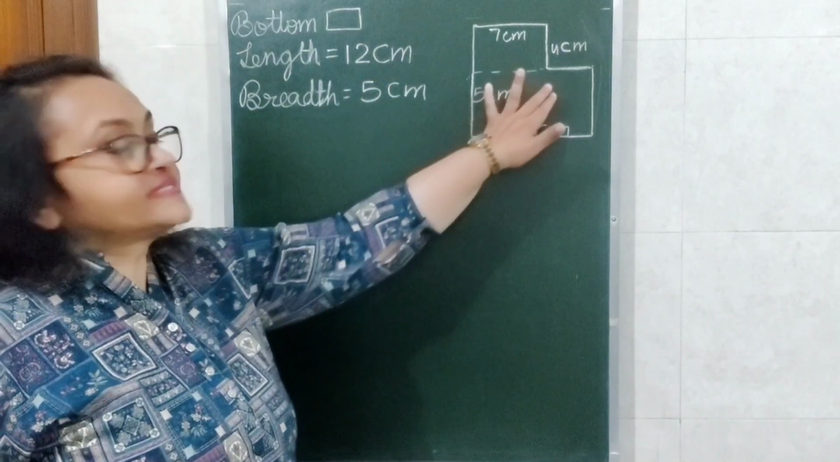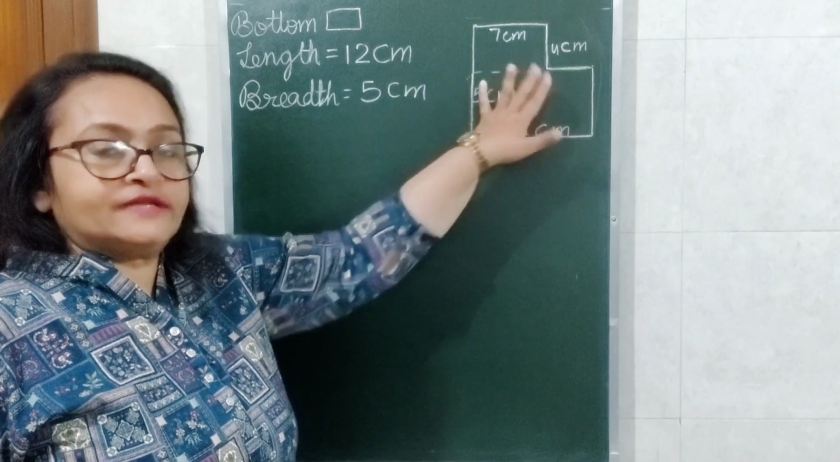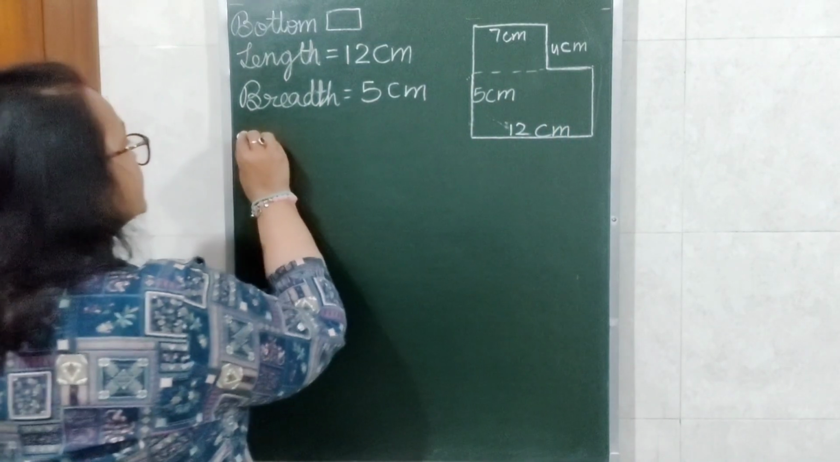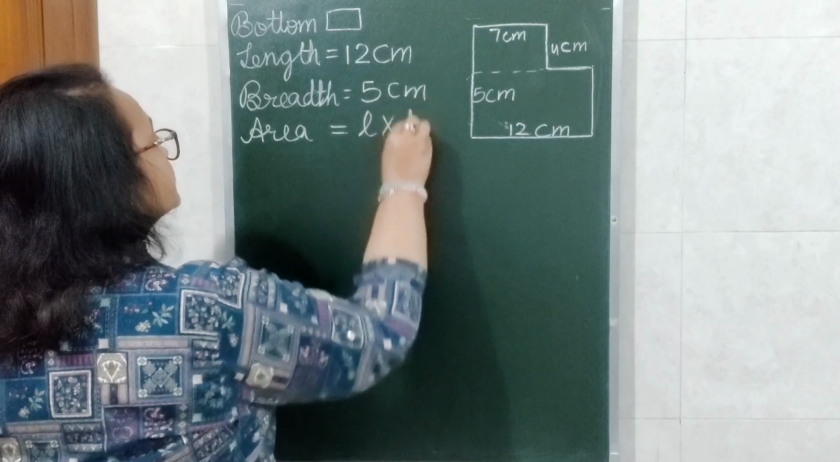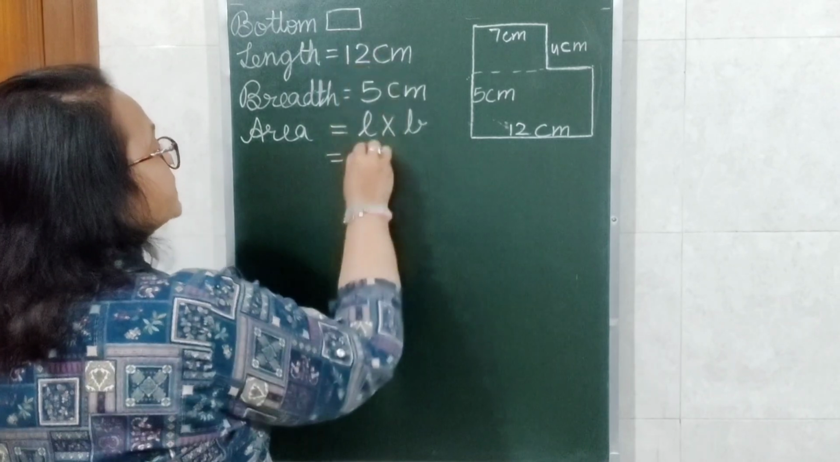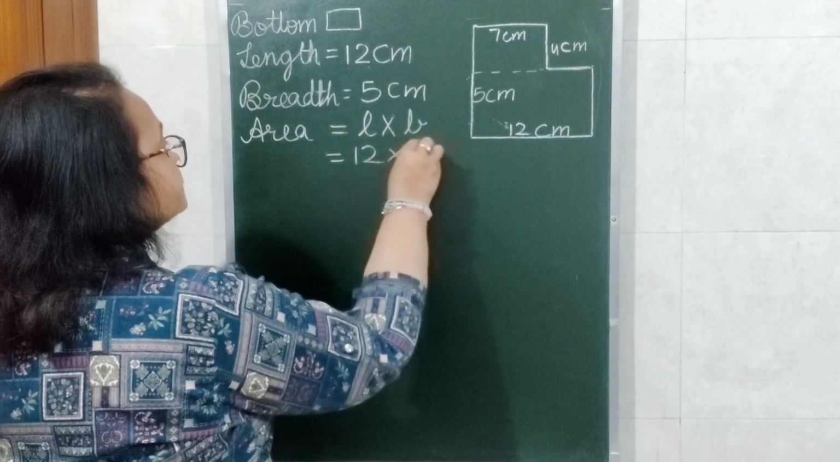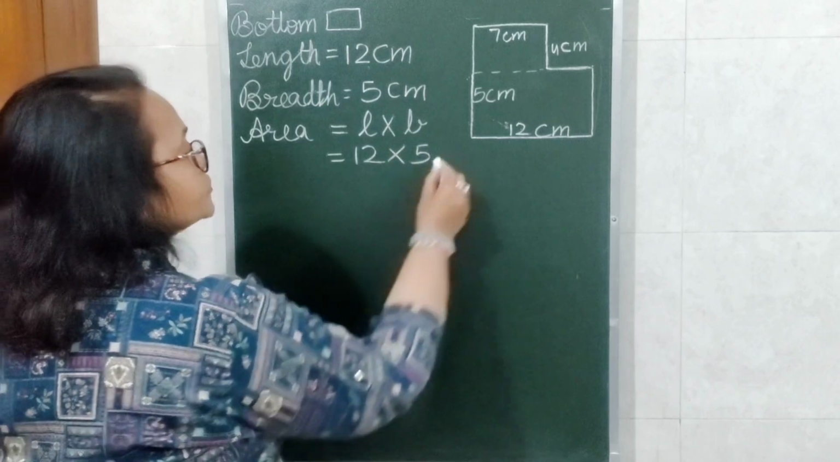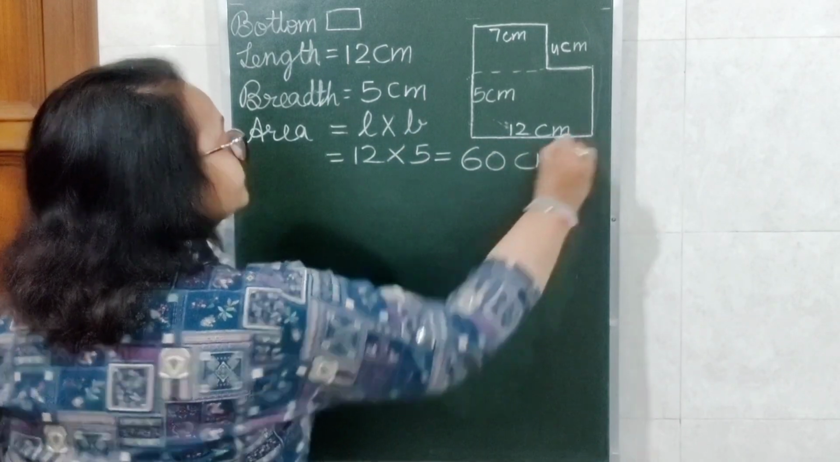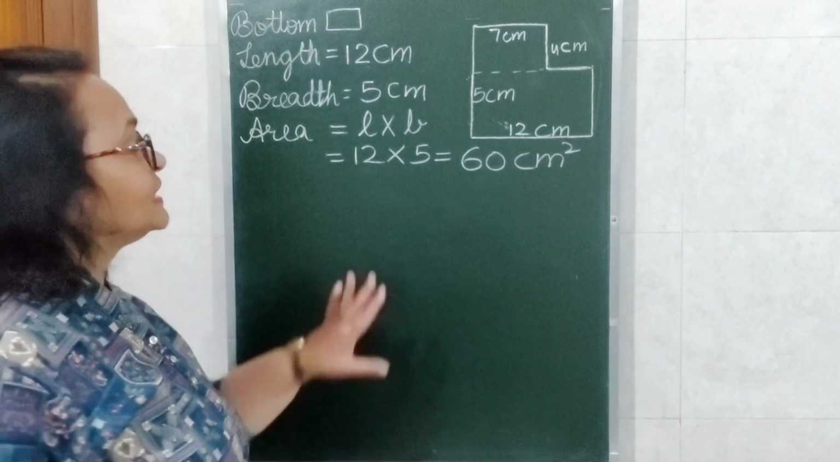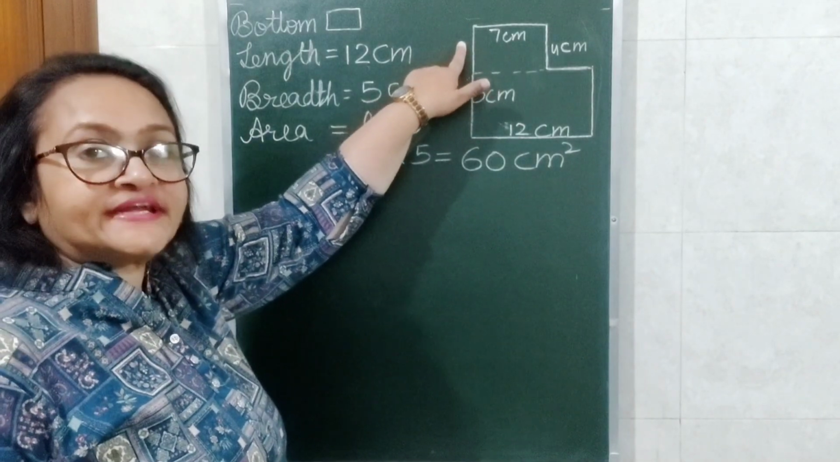Now let's calculate its area. सिर्फ इसका area calculate करेंगे हम. Area will be length into breadth. That means 12 multiplied by 5, which is equal to 60 centimeter square. Right? Now let's take top rectangle.